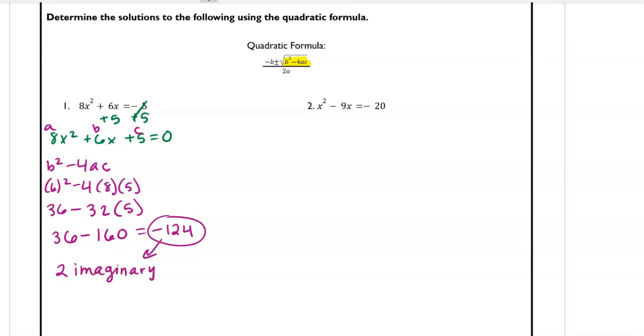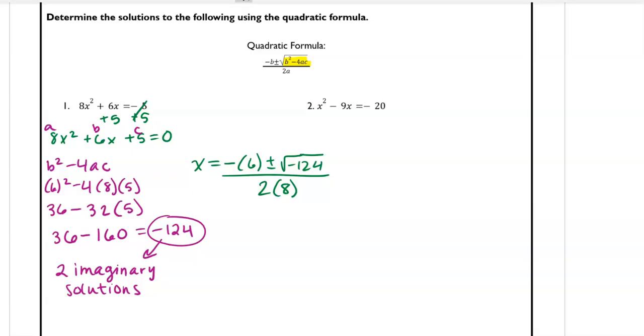2 imaginary solutions. So how many times does it cross the x-axis if it's imaginary? It does not cross the x-axis if it's imaginary. Okay? Does not cross the x-axis. All right, now that we have our discriminant, we can plug that back into the quadratic formula. So we're going to say x equals negative b. Our b here is 6, plus or minus the square root of negative 124 all over 2a.